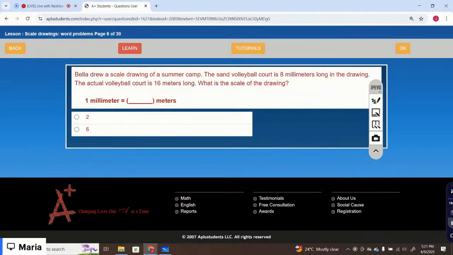1 millimeter equals 2 meters. Option number one is the correct option.